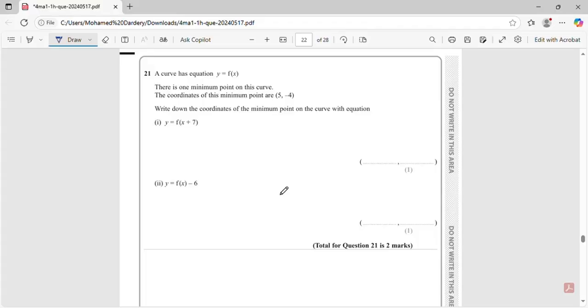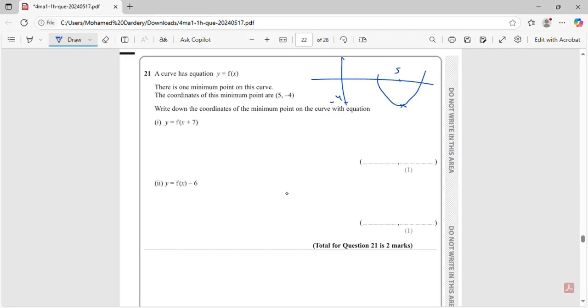Question 21, a curve has equation y equals f of x. I have no idea about the equation, but it says that there is one minimum point of the curve, which is (5, -4). So in this situation, if I have a minimum point of the curve at (5, -4), we can assume it's like this, okay? So this is (5, -4). It says to write down the coordinates of the minimum point of that curve.